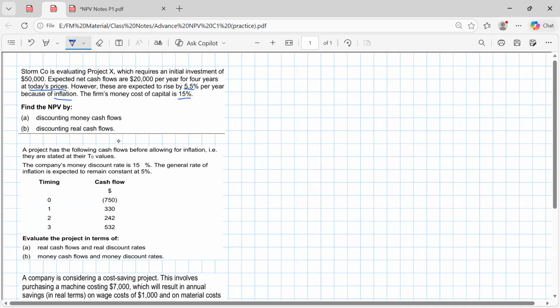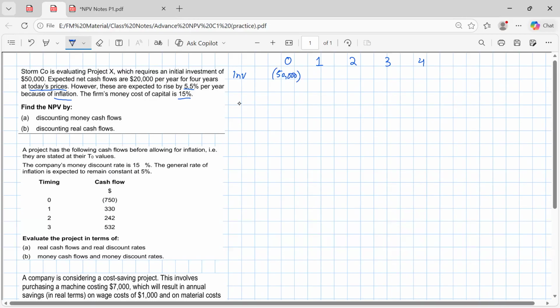Okay, so let's start. What is the life of the project? 4 years. So I'm going to draw here 0, 1, 2, 3, and 4. Investment is done at which year? Zero. And what is the amount of investment? 50,000. So 50,000 in year 0.